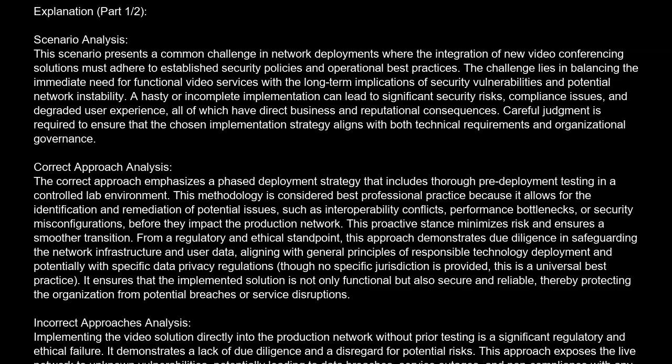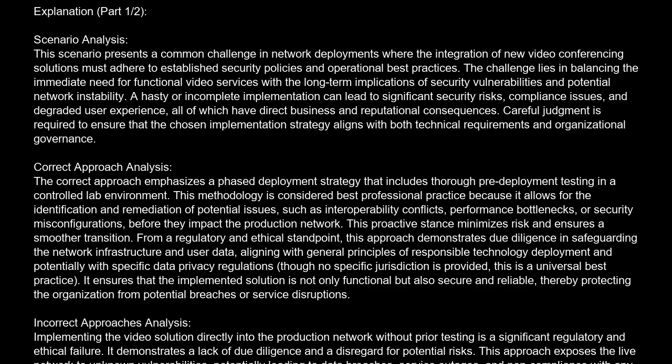must adhere to established security policies and operational best practices. The challenge lies in balancing the immediate need for functional video services with the long-term implications of security vulnerabilities and potential network instability. A hasty or incomplete implementation can lead to significant security risks, compliance issues, and degraded user experience, all of which have direct business and reputational consequences.